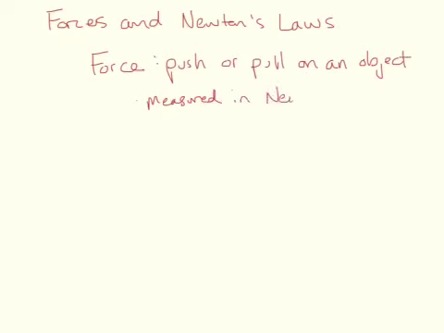And a newton is the same thing as 1 kilogram times meter per second squared. So essentially, a newton is the amount of force required to make a 1 kilogram mass accelerate at 1 meter per second squared. And it's also approximately the same thing as a quarter of a pound. So a newton is about a quarter of a pound. It's slightly less than that.